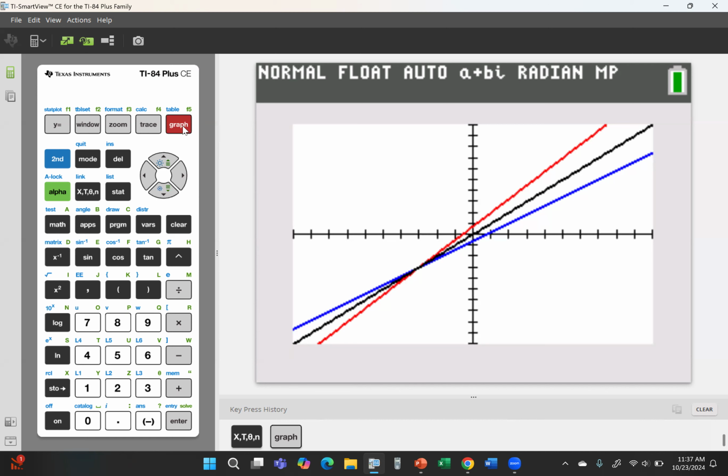Let's talk about that. The blue line goes through 1, 0. The red line, which is the inverse, goes through 0, 1. Is that a coincidence? No, because they're inverses of each other. So blue goes through 1, 0. Red goes through 0, 1. Is there anything else we can see?